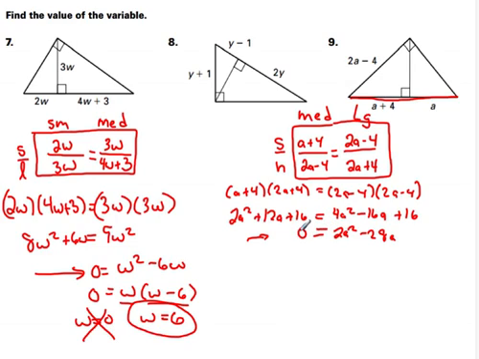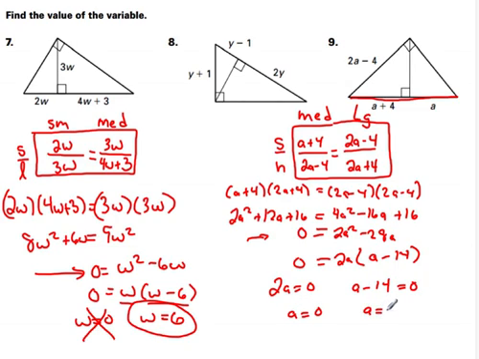The 16s cancel out. At that point, I'll take the opportunity to factor. I'll say 2a, and that'll give me a minus 14. That all equals 0. That means that either 2a equals 0 or a minus 14 equals 0. If I divide by 2, I'd get a equals 0. If I add 14 to both sides, I'd get a equals 14. If I was to put a 0 up here for a, that's going to be a problem, so I can cross this one out. A equals 14 is going to be the only answer that works.